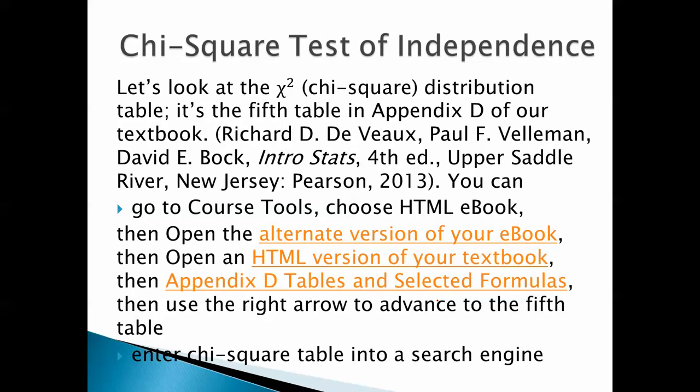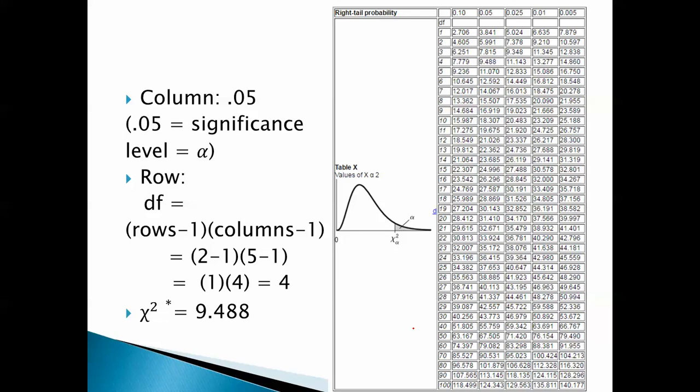Okay, so we look at the chi-square table. It's in the back of the book, or we could just enter chi-square table in a search engine. That's another way to access the information. Okay, so here's a chi-square table. The column is 0.05. That's our significance level. The row is the degrees of freedom. So it's the number of rows minus 1 times the number of columns minus 1. That's 2 minus 1 times 5 minus 1, which is 1 times 4. In other words, 4. So we look at row 4, and it looks like 9.488.